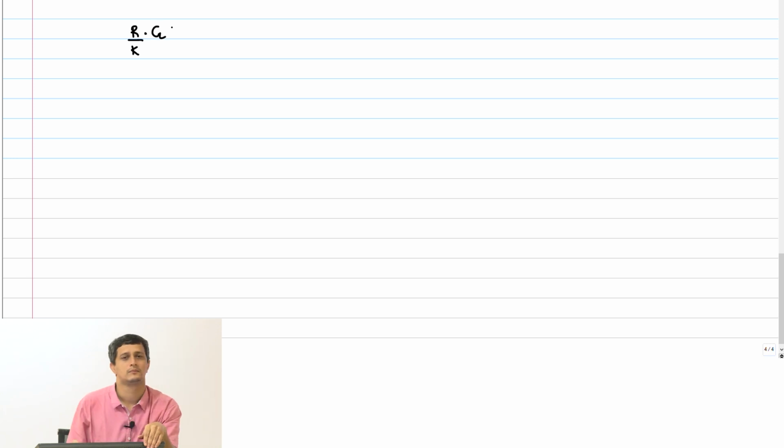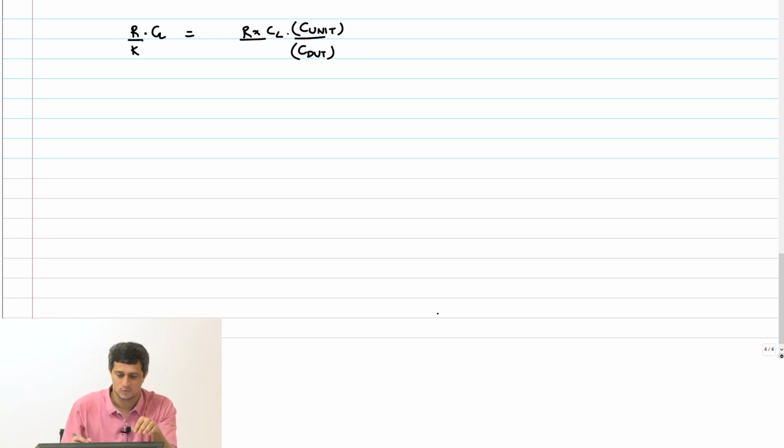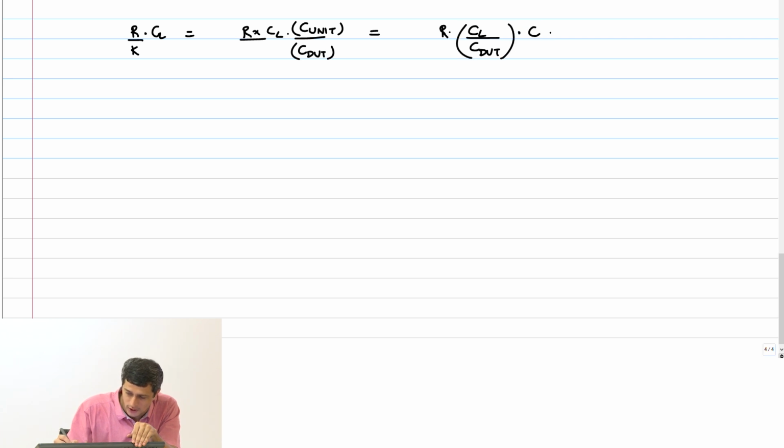Therefore, I will now write this R by K into CL as R by R into CL into K was what? C device under test into C unit. Okay. So I am going to write it like this, R into CL by C DUT into C unit.